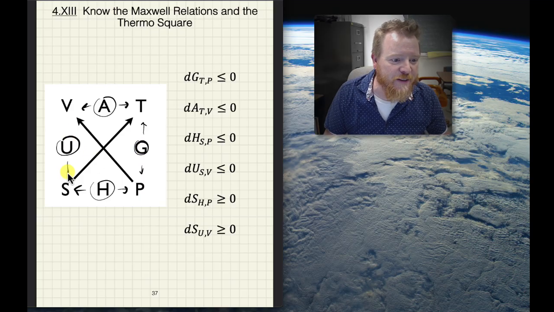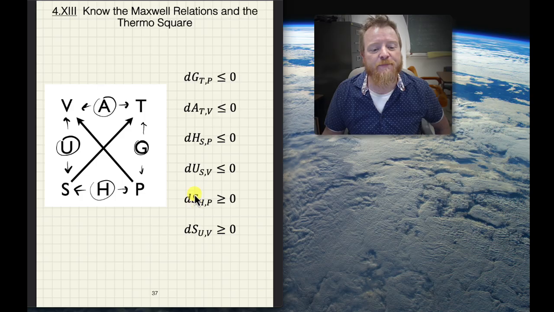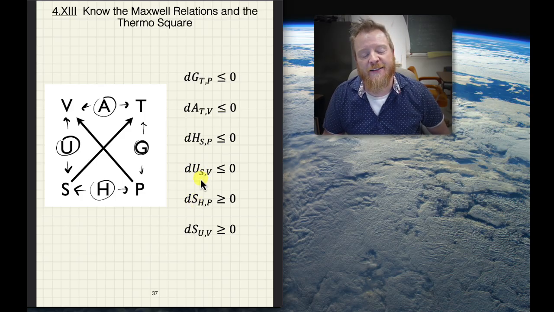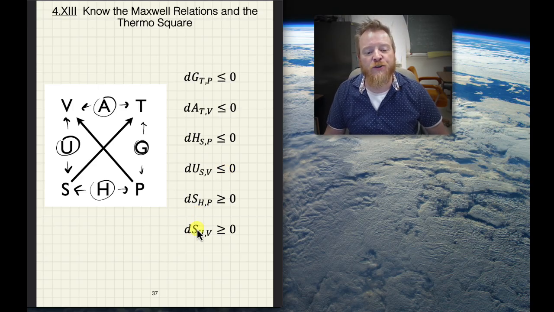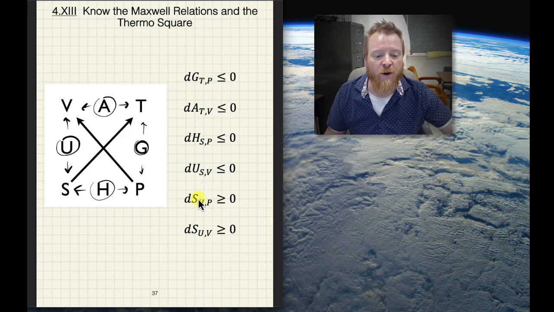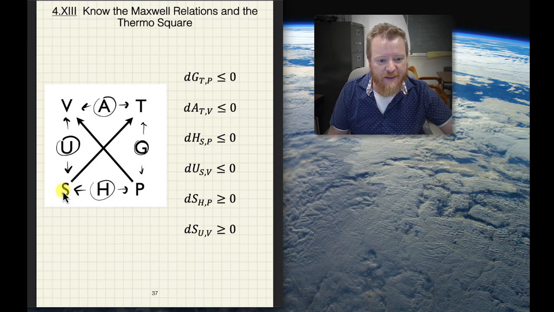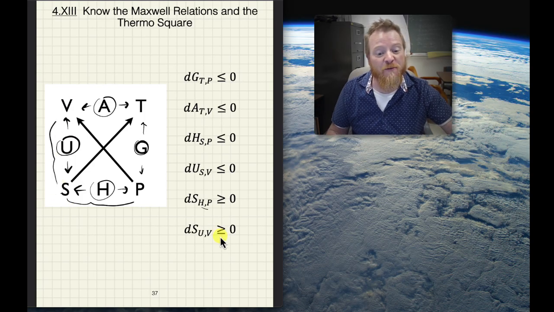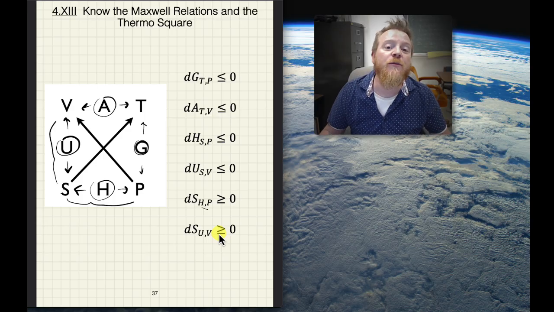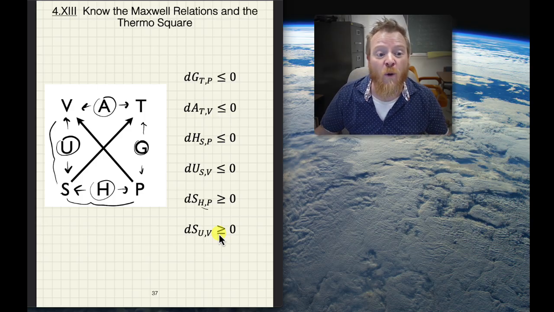And U is sandwiched between S and V, so we can see dU at constant S and V must be less than 0. And now when we look at our two spontaneity criteria for entropy, we can see there's two of them. One in which we have S with constant H and constant P that we can see there, right? So dS with constant H and P must be greater than or equal to 0. And then again, dS, and here we can see with constant U and V must be greater than or equal to 0.